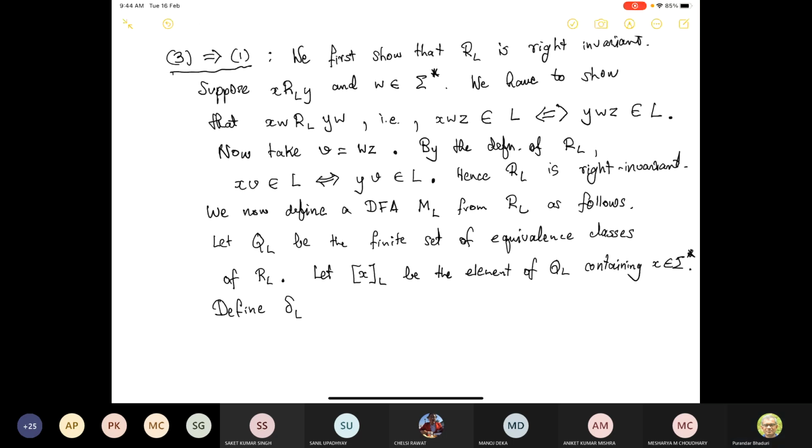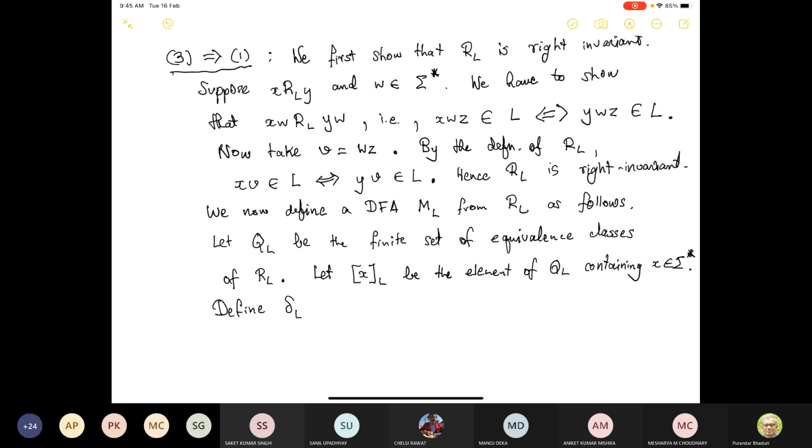Remember, every string will belong to some equivalence class, right? Why is that? Why should every string belong to some equivalence class? Because it is an equivalence relation, so the classes together form a partition whose union gives the whole set. First of all, it is reflexive, so every element is related to itself. So for every X, X R X, that is, the pair (X, X) belongs to the relation.